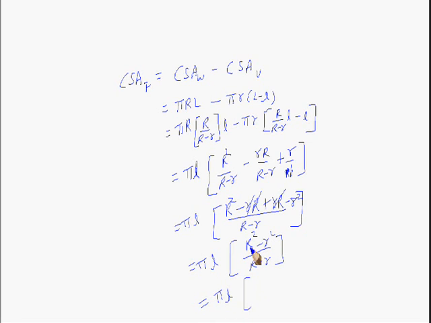So by applying the formula of a square minus b square, we get capital R plus small r into capital R minus small r upon capital R minus small r. As these two terms are the same, we can cancel out, so we get the formula as pi l capital R plus small r. Now we move to the next formula for the frustum, the total surface area.